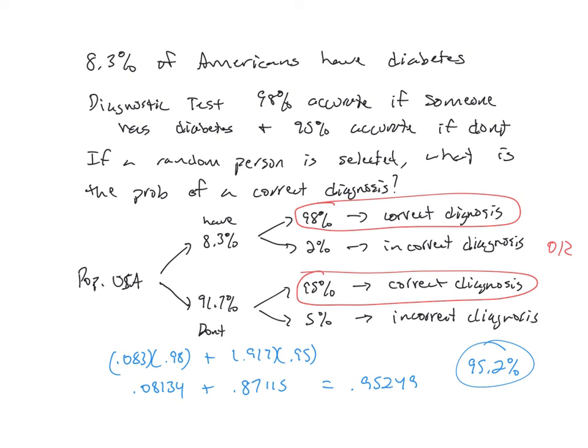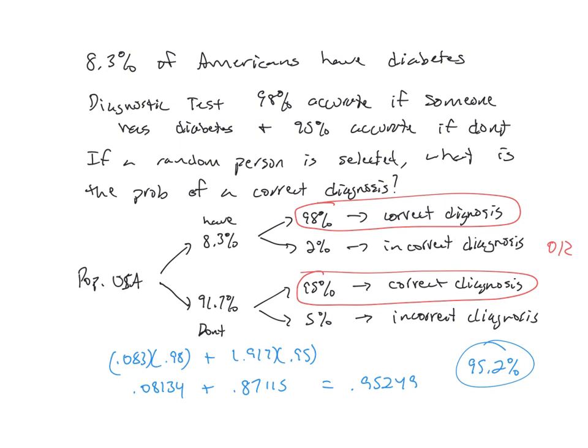Okay, and so some people look at this and say, well, it's 98% here and it's 95% there, wouldn't it be right in the middle? Because they're both correct. No, because there's a lot more people in this bottom category. 91.7% don't have it, and only 8.3% do have it. So the 91.7 is pulling way closer to 95 than it is to 98. Now, if it was 50-50, then yeah, it's going to be right in the middle of 98 and 95. But whichever side has more in a situation, it's going to pull a lot closer to that number.